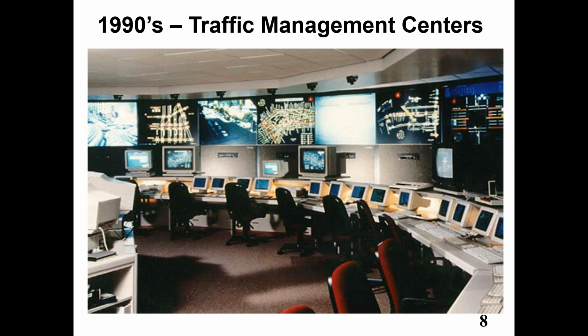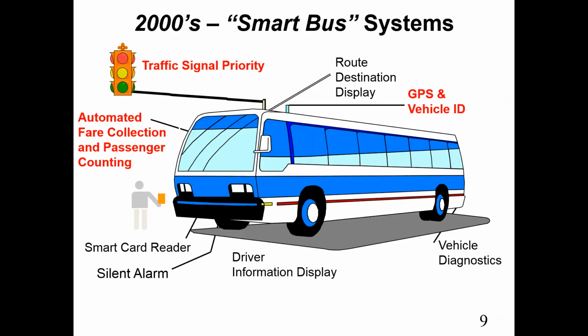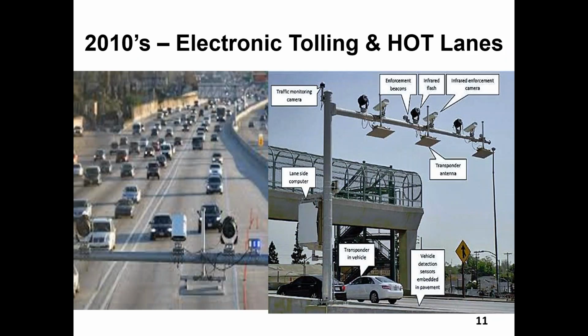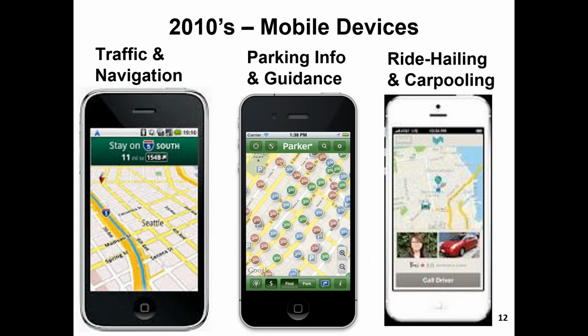In the 1990s, traffic management centers came, with more hardware, more communication, and the transit systems became more technology-driven, with thousands of devices and a lot of equipment, and increasing software. Traveler information also emerged and started to play a big role in software and some field devices. We're into electronic high occupancy toll lanes, a lot of hardware, and a lot of software as well.